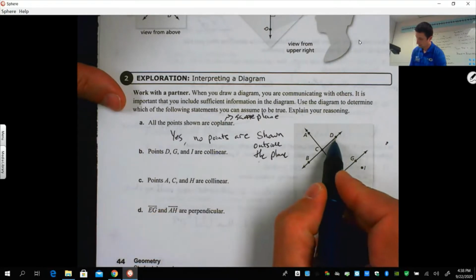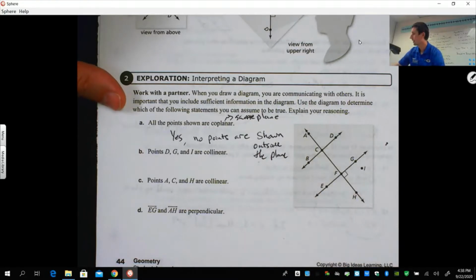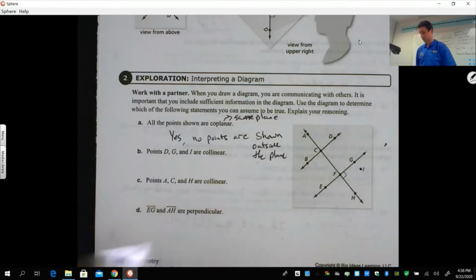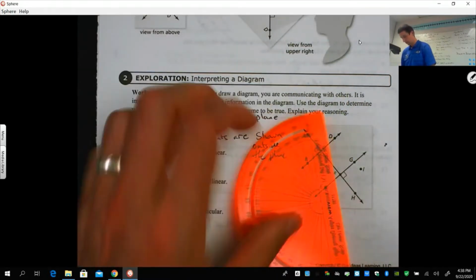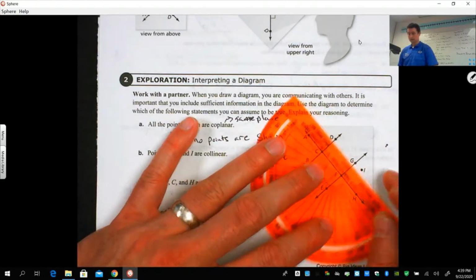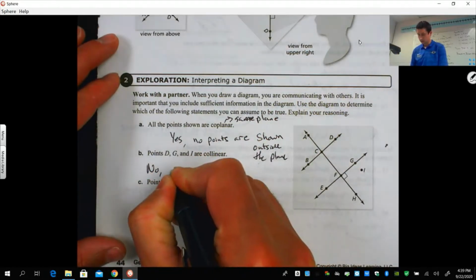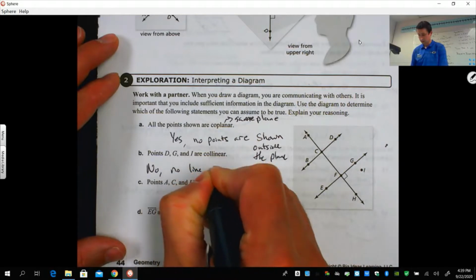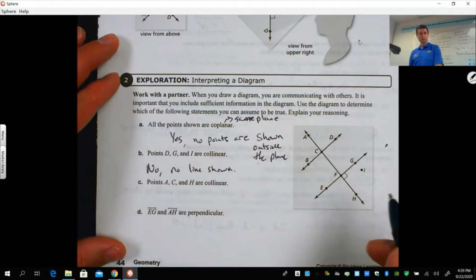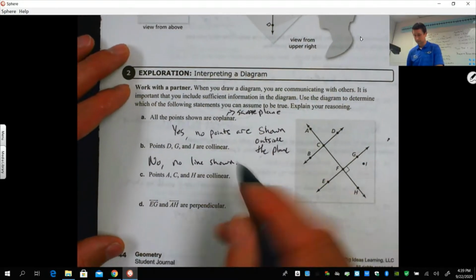So here's D, G, and I. They sure look to be in the same line. We can even put a ruler on there and we can say, hey, I'm pretty sure they're on the same line. However, they are not shown to be on the same line. Okay, so we can even stick this on there. It's like, oh, they sure look to be collinear, but it's not what it's stated here. So can we assume they're collinear? No. There's no line shown. And it's 3 points. If you had 2 points, that would be collinear because through any 2 points, there's one line.